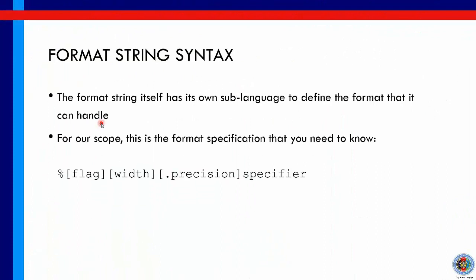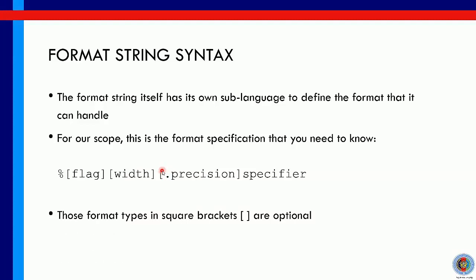However, for our scope, these are the only formats that we want to cover. The percent, of course, we already learned, and then what you have been using so far is only the specifier. And we are going to add more information on top of that. What are the flags, width, and precision? And as you can see here, precision must be preceded by a dot.